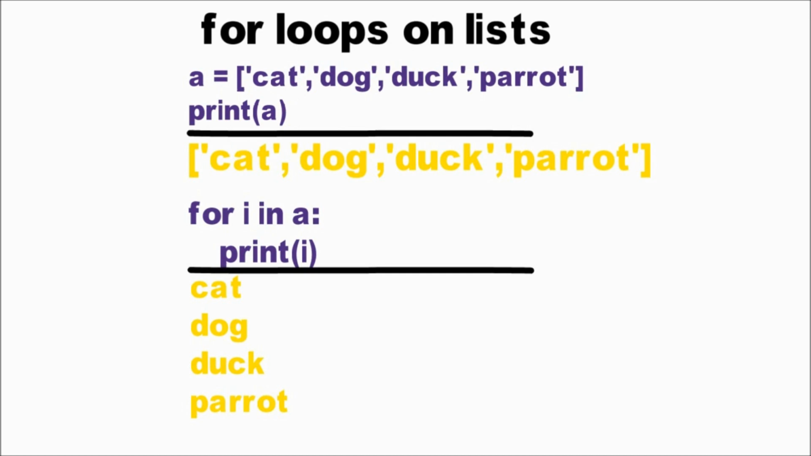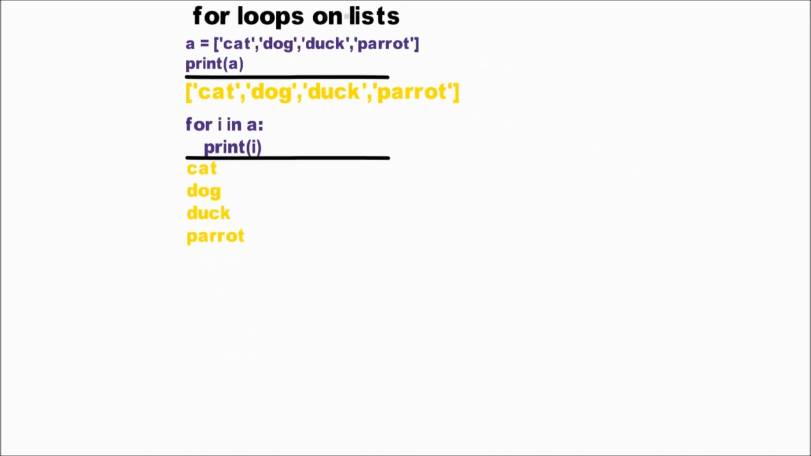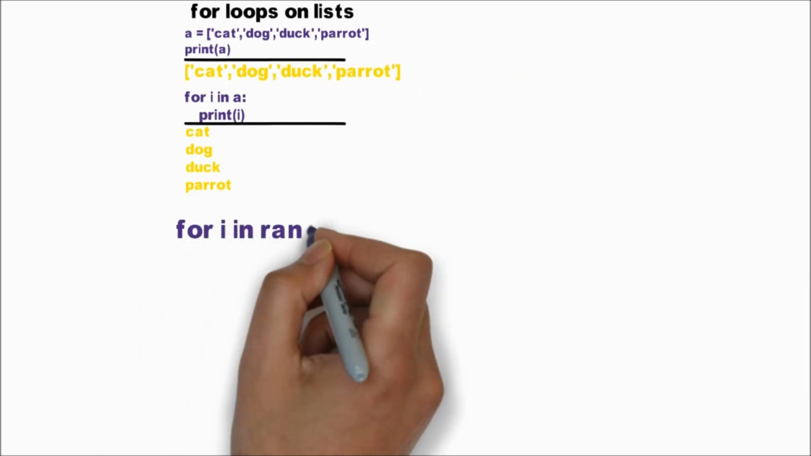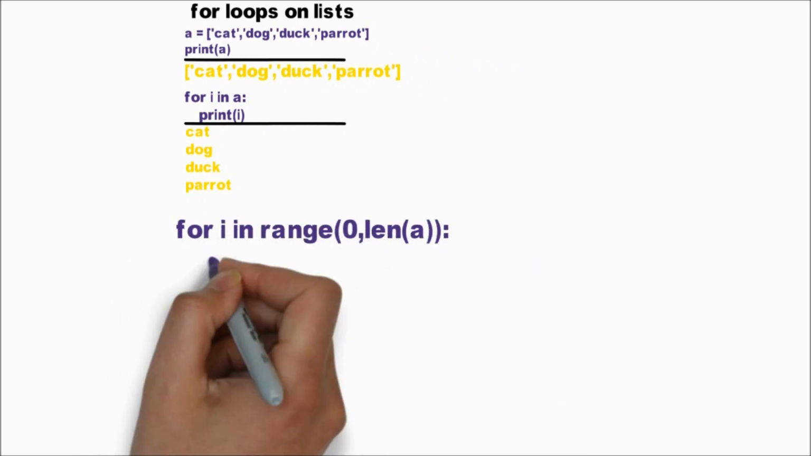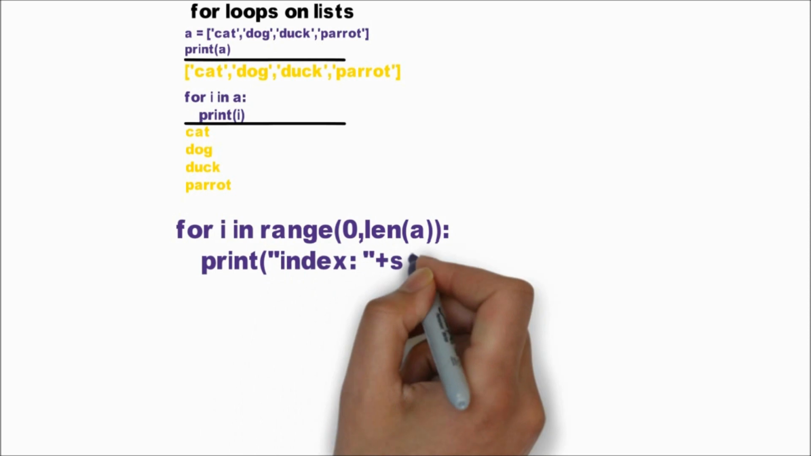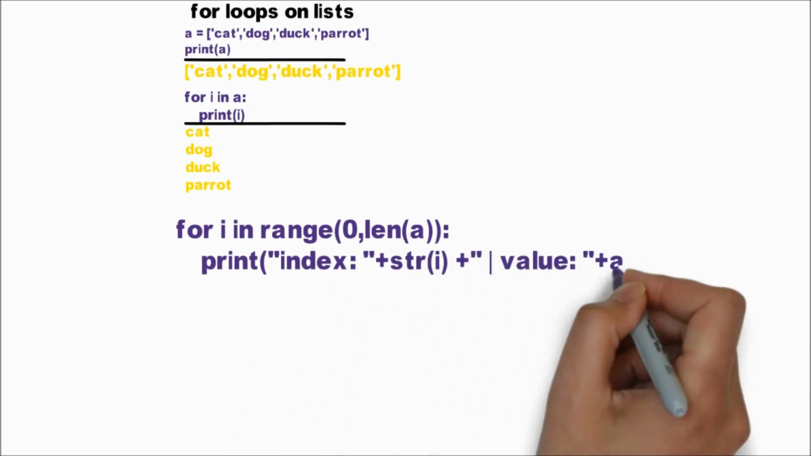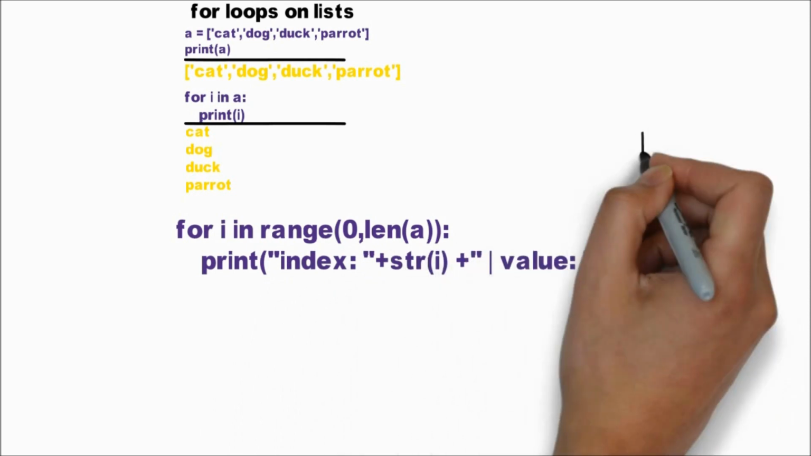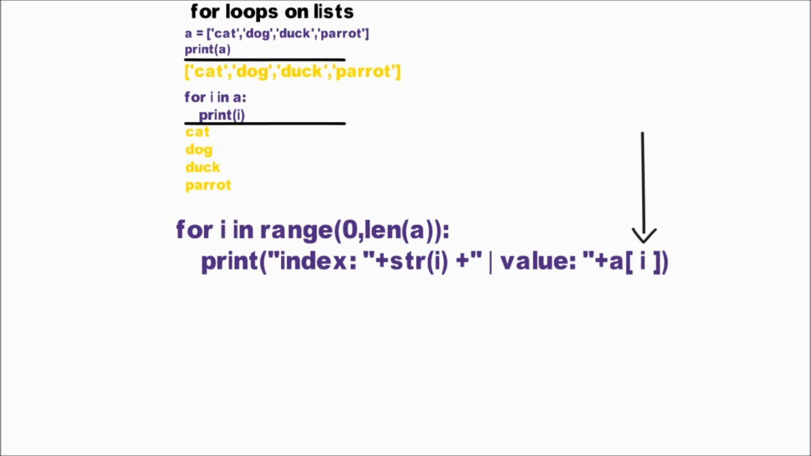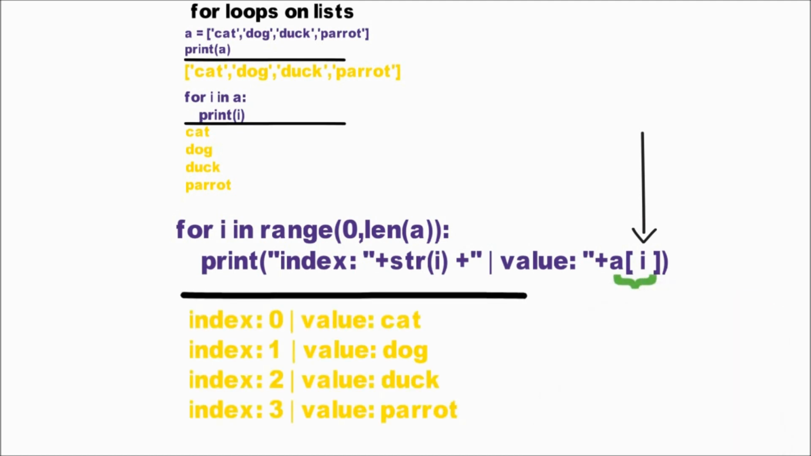The second method is to loop through the index of our list. So we can write for i in range 0, length of a, print index and value. Once you have the index i, you can get the value at that index using a of i.